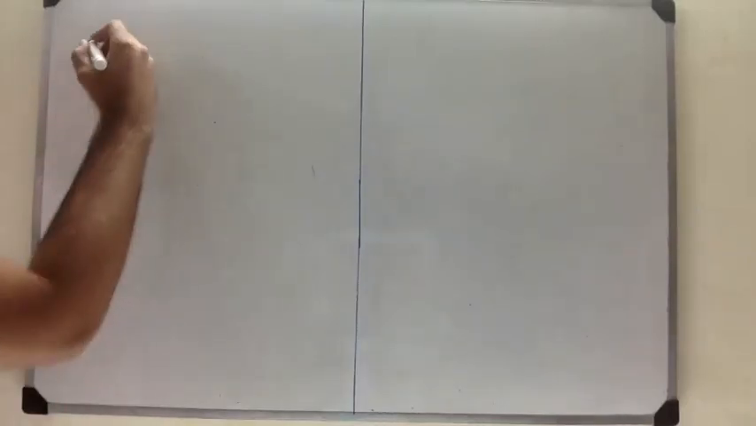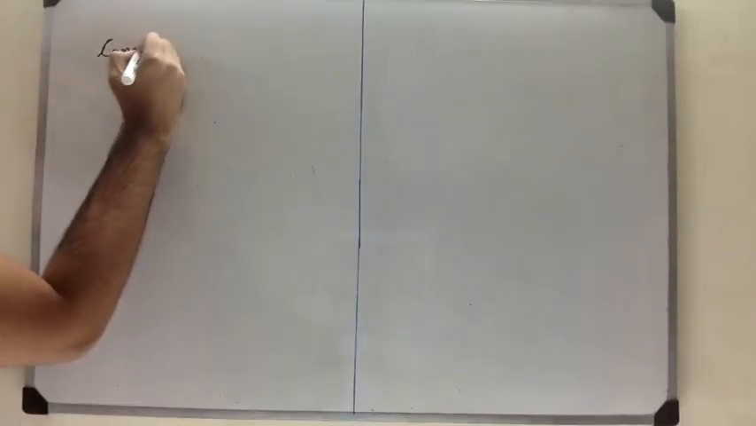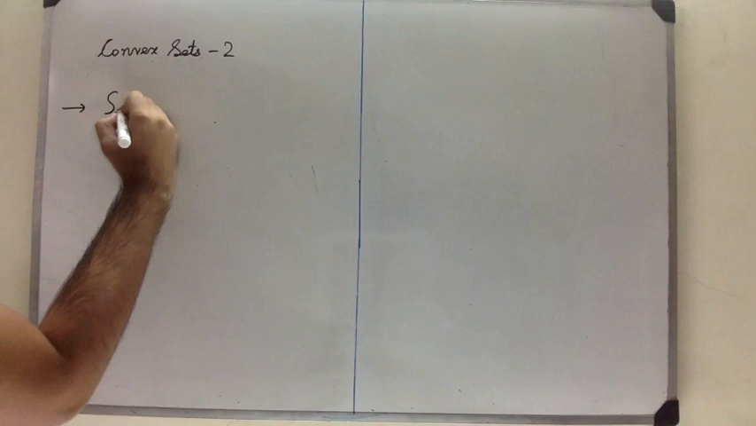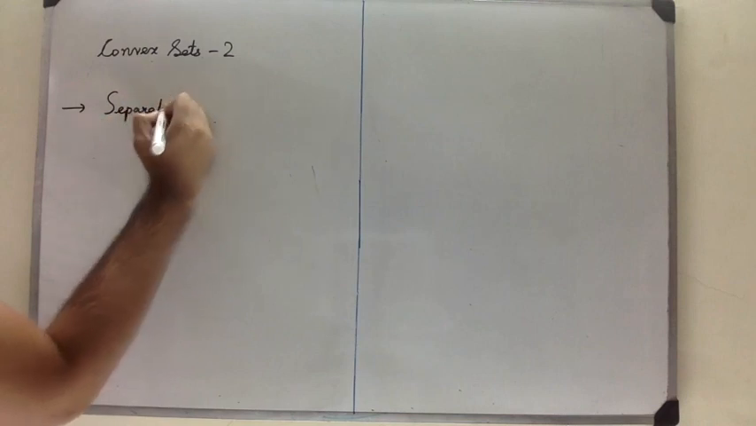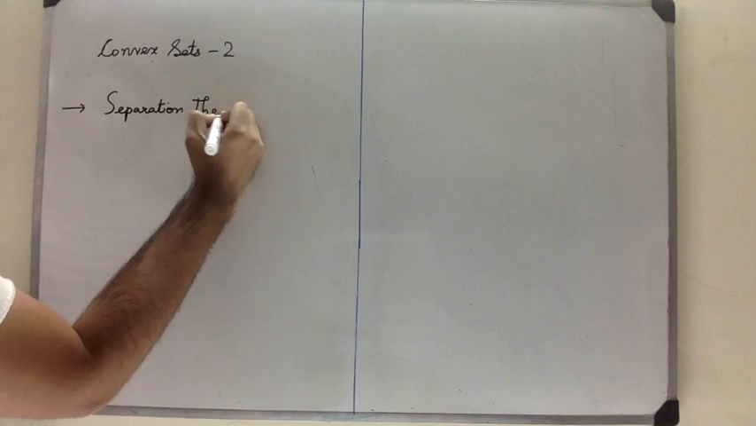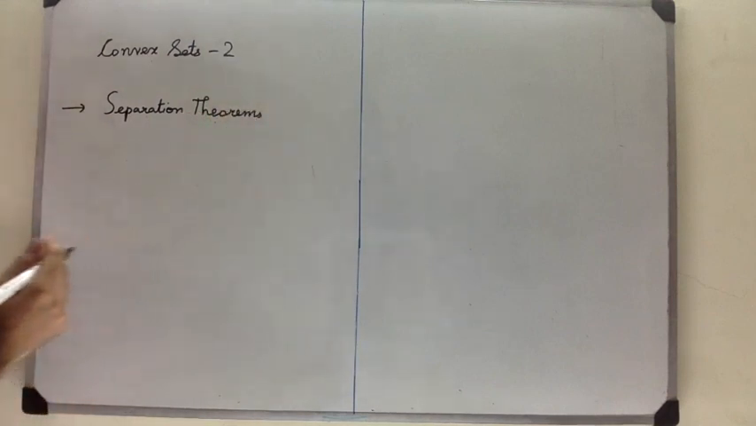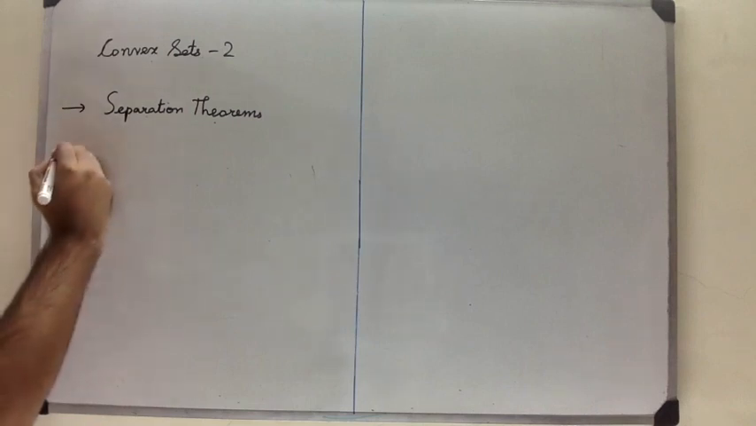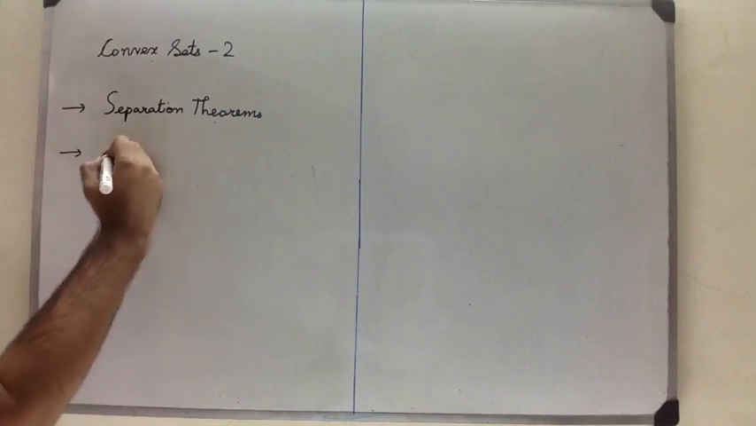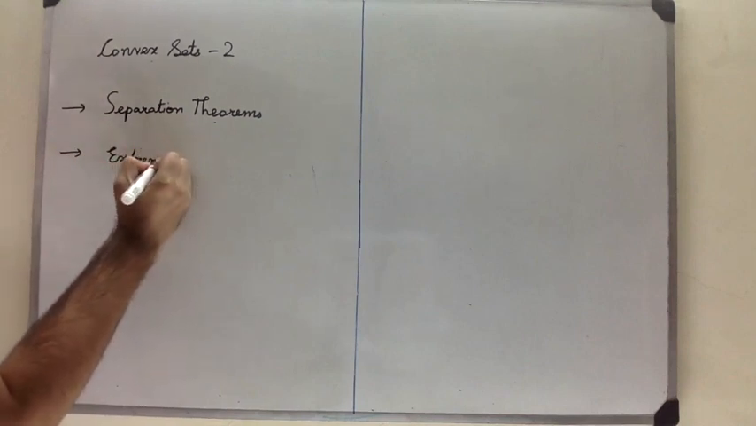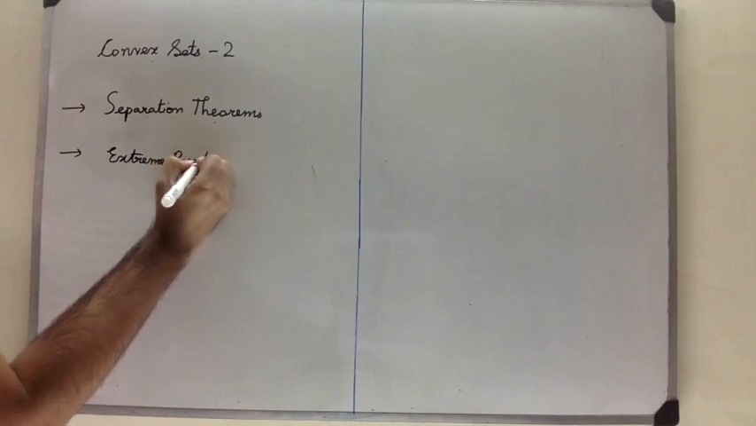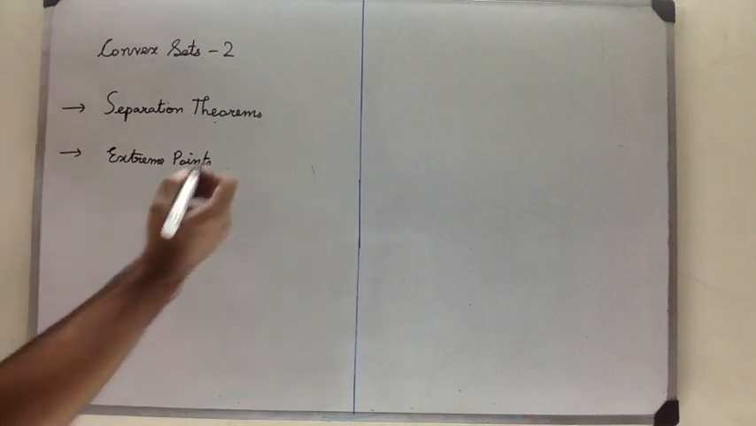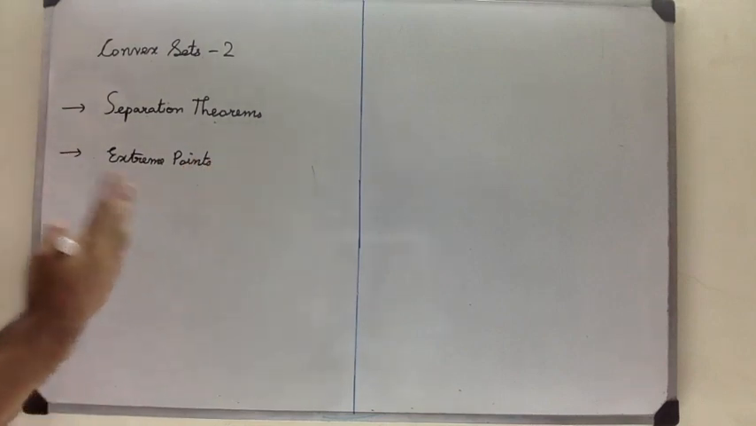Hi, welcome to the second video on convex sets. We'll begin with a class of theorems called the separation theorems. We'll prove them using the isolation theorems introduced in the previous video, first video. Then we'll look at extreme points of closed convex sets, compact convex sets, and we'll discuss an important theorem, the Krein-Milman theorem.